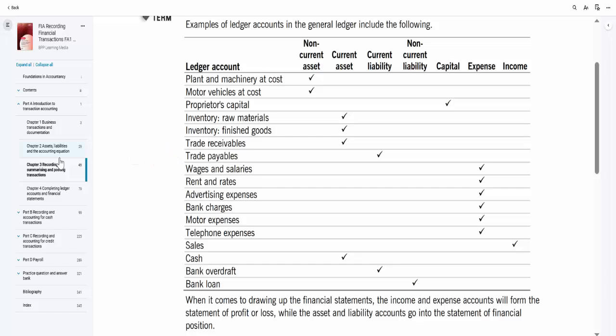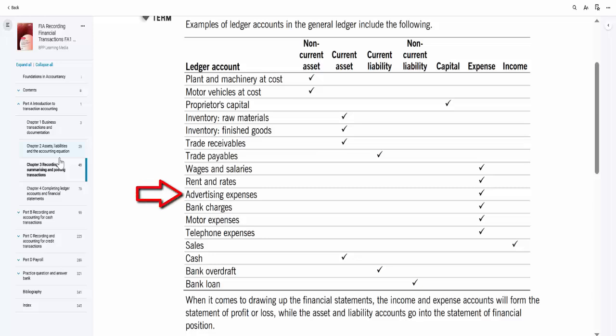Expenses, costs to run the business. 8. Wages and salaries, payments made to employees for their work. An expense because it's part of the business's operating costs. 9. Rent and rates, costs for renting office or shop space and paying local property taxes. Also an expense related to the business's daily operations.